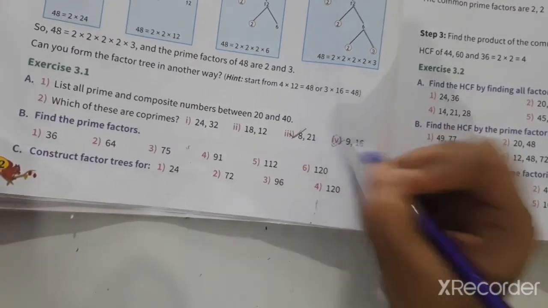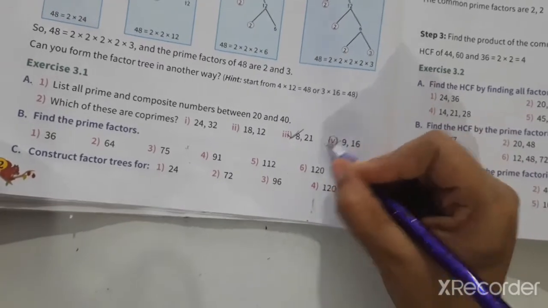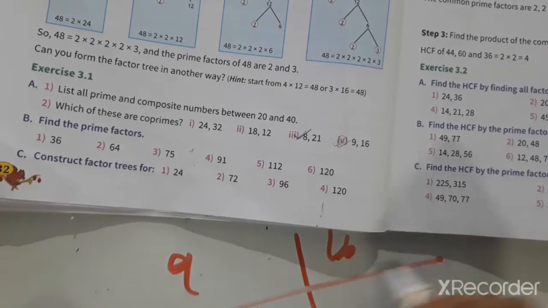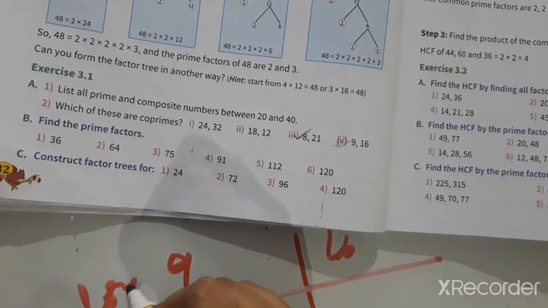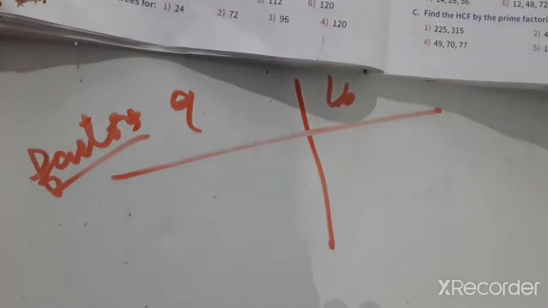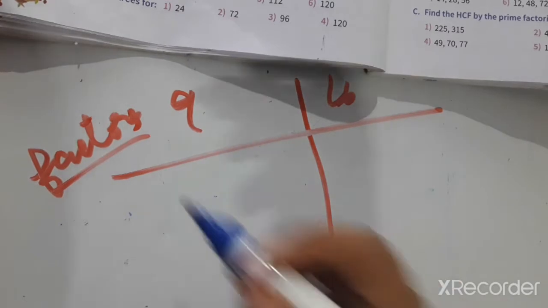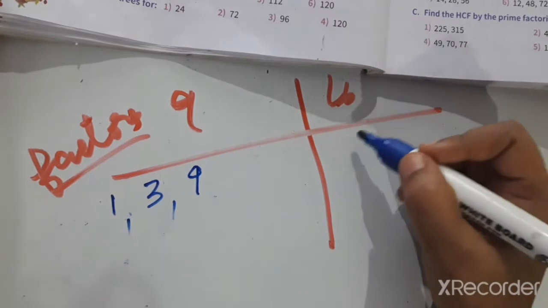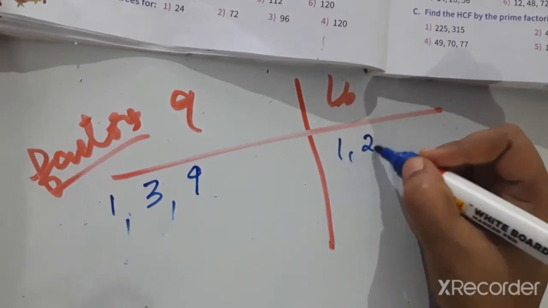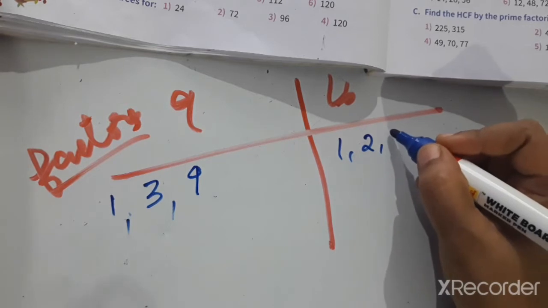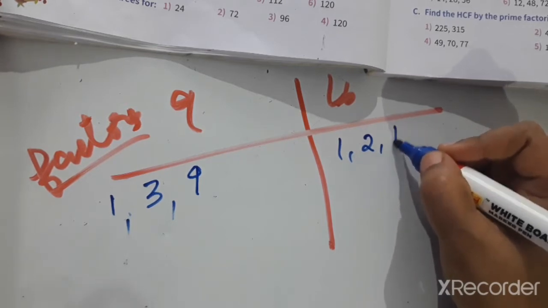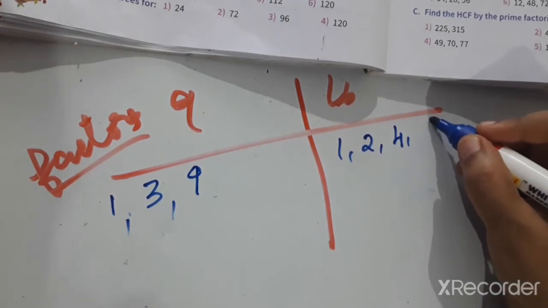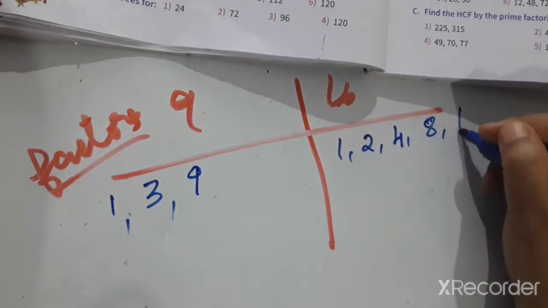Now we have to check the ninth one. I think it is also co-prime, we'll check. Factors of 9 and 16: factors of 9 are 1, 3 threes are 9, 9 ones are 9. Factors of 16: 1, 2 eights are 16, 4 fours are 16, then 16 ones are 16.